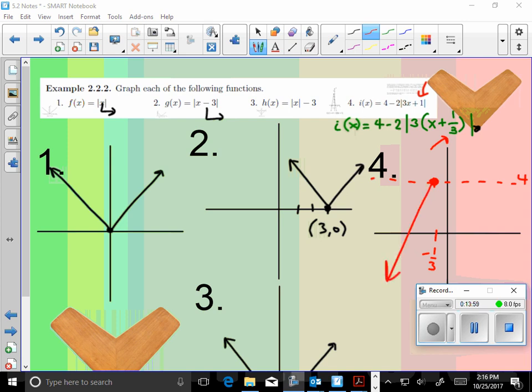He won't care. He doesn't care. I do care because those x-intercepts matter.